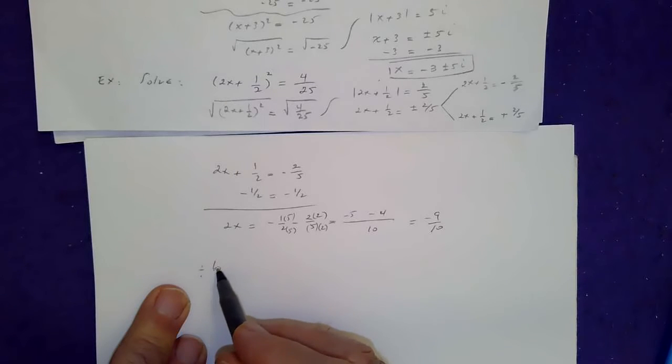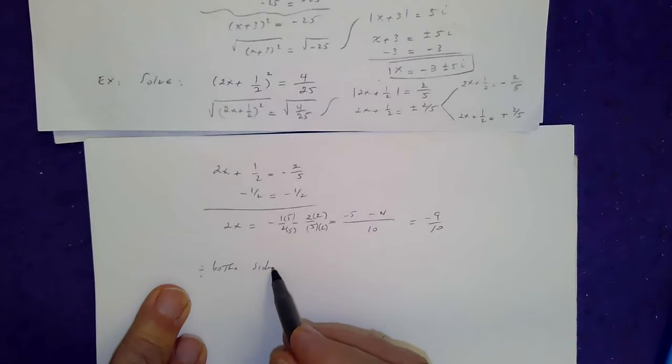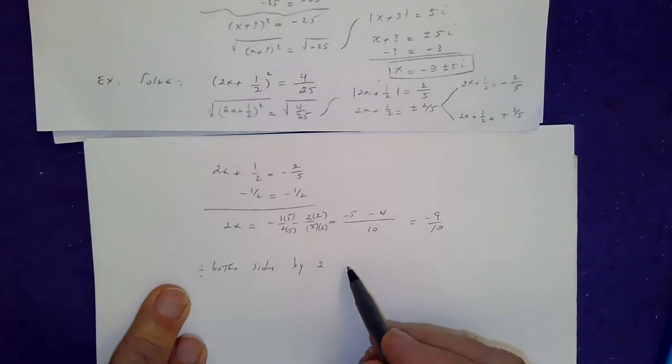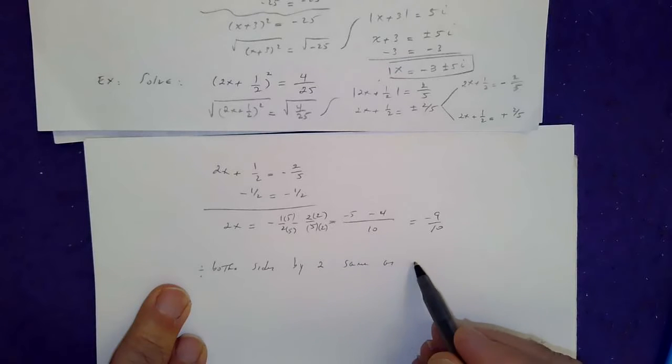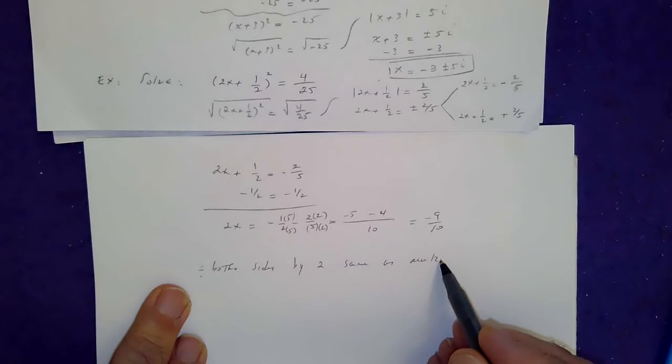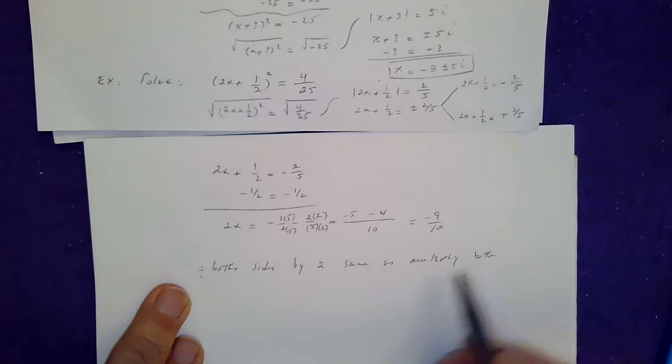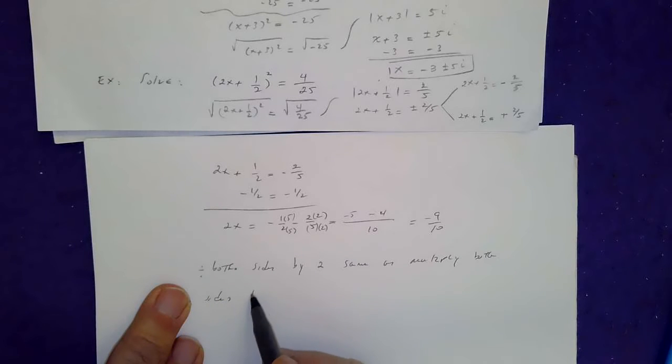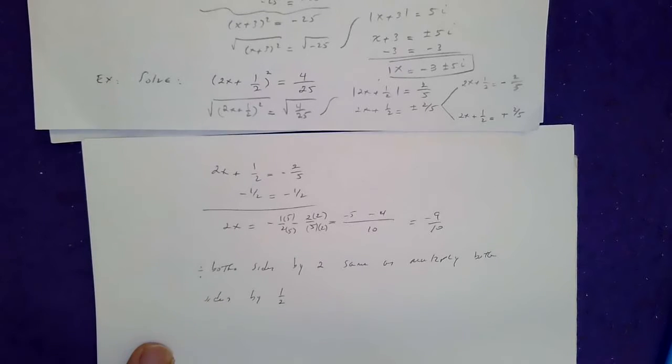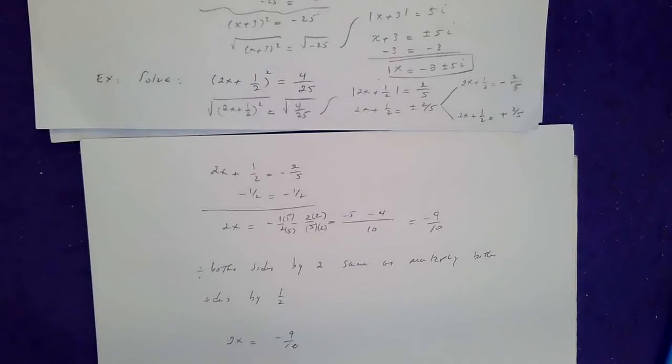When you say divide both sides by 2, that's exactly the same as multiplying both sides by what? The reciprocal, which is 1/2. So 2x is equal to negative 9 over 10. Multiply both sides by 1/2. Is that right? And the final answer, the 2's cancel here. You get what? Negative 9 over 20.